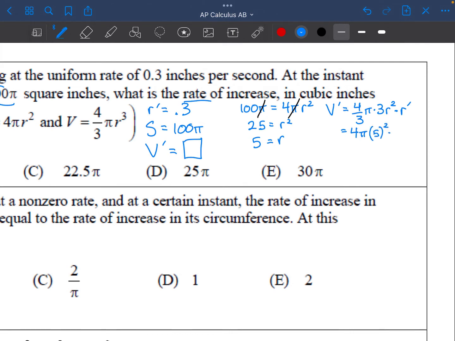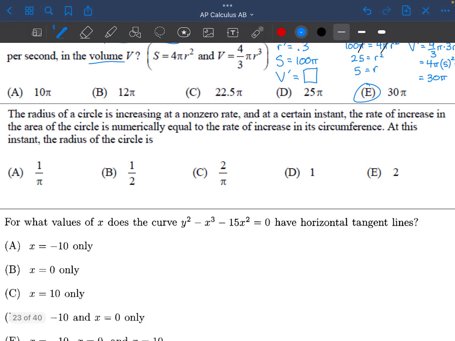5 squared times r prime, and we know that r prime from over here is 0.3. So I can say times 0.3. And multiply these together. So 5 squared is 25. So 25 times 4 is 100. So I have 100 pi times 0.3 is 30 pi. So this is equal to 30 pi. And that means our correct answer is option E.